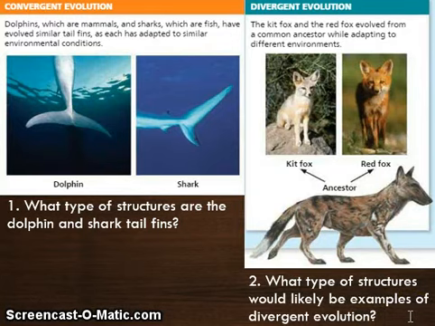You should have said homologous. So the clue here is that they have a common ancestor and they are adapting to different environments. And so they're going to have those adaptations radiate into different structures to be able to adapt to their environment.